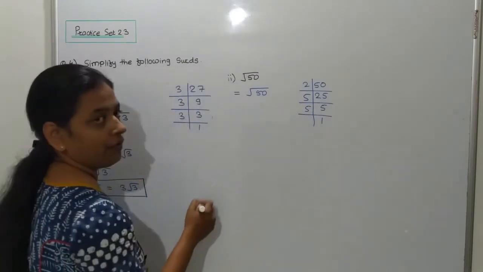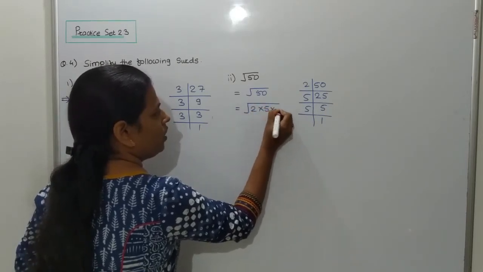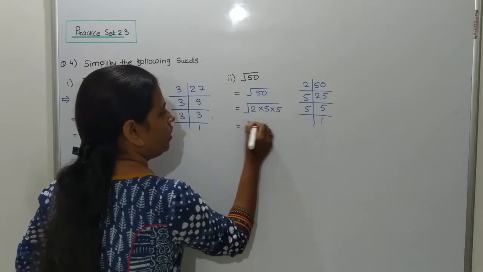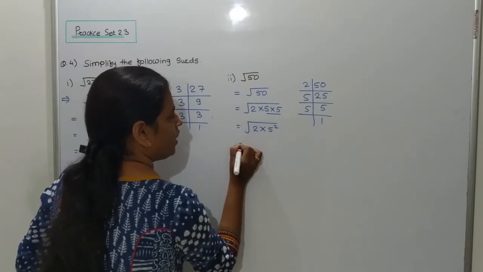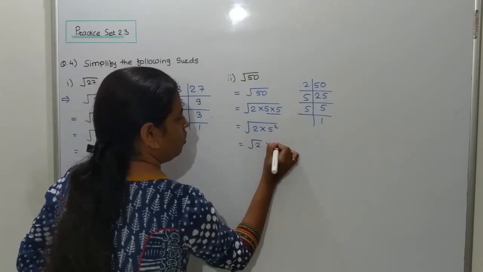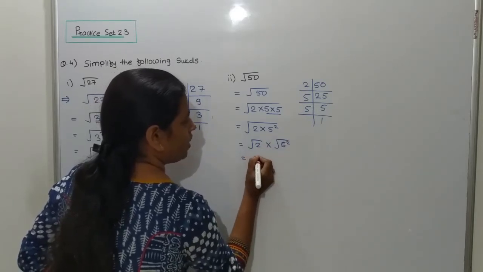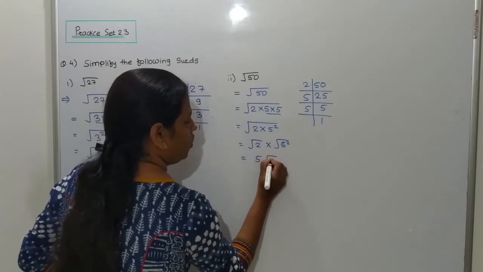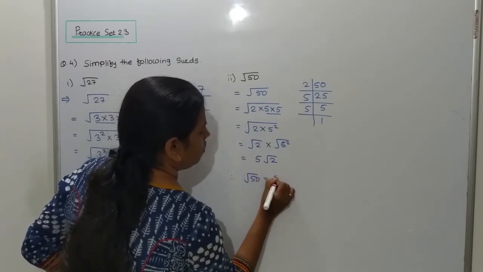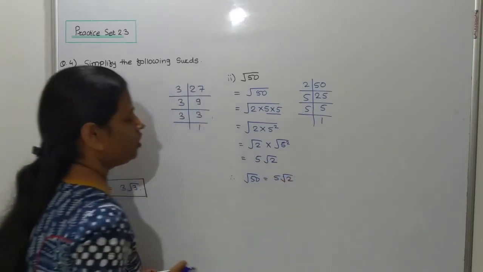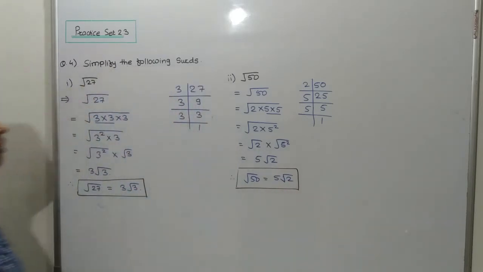Then what are the factors of 50 here? That is root of 2 into 5 into 5. Then we write root of 2 into 5 raised to 2. Then separate the square root sign: root of 5 raised to 2 multiplied by root 2. So this 2 and the square root get cancelled. Then what we get is 5 root 2. Therefore, root 50 is equal to 5 root 2, and this is your answer. Clear? This is your second question.